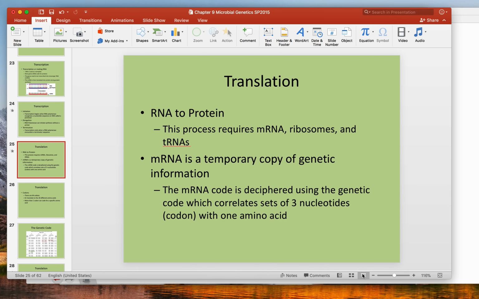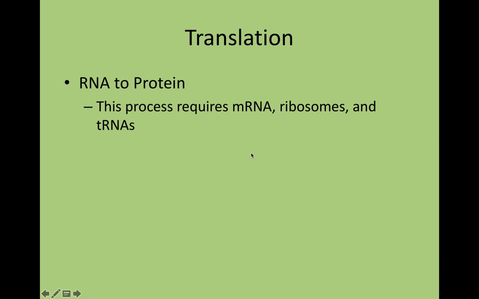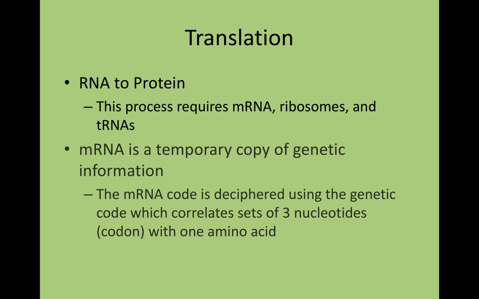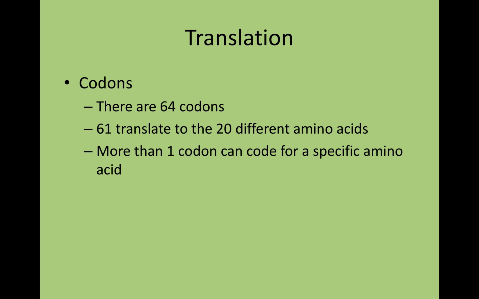So in transcription, we're going to make messenger RNA. Translation is where we're going to take that messenger RNA using ribosomes and transfer RNAs and make a protein. Like I mentioned, that messenger RNA is the temporary copy, and the messenger RNA code is deciphered using the genetic code, which correlates sets of 3 nucleotides, referred to as a codon, with 1 amino acid. There are 64 codons, and 61 of them translate to 20 different amino acids. The other 3 codons are stop codons, so they stop the process of translation.